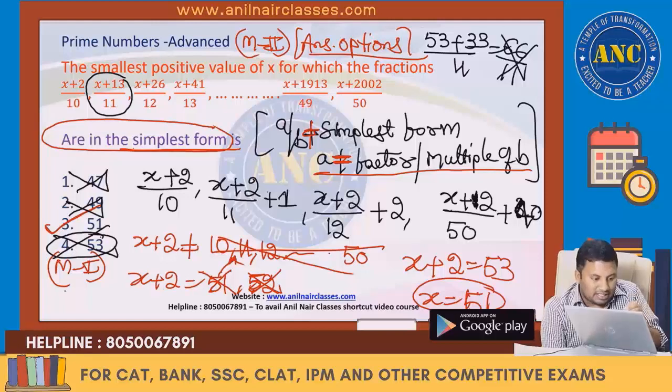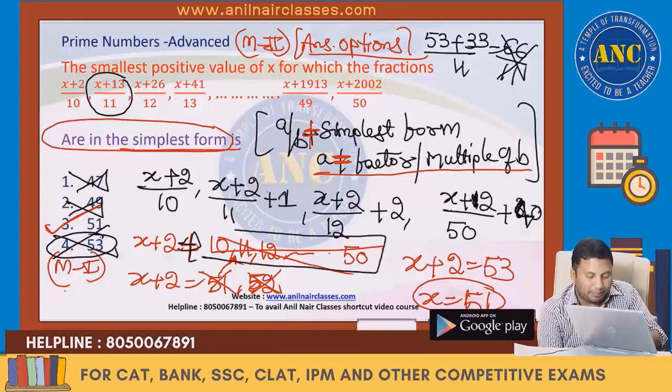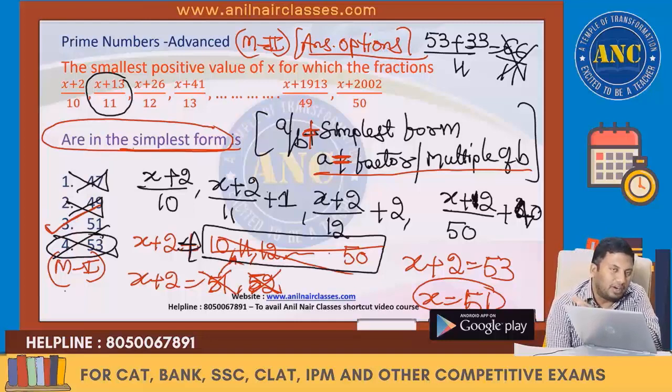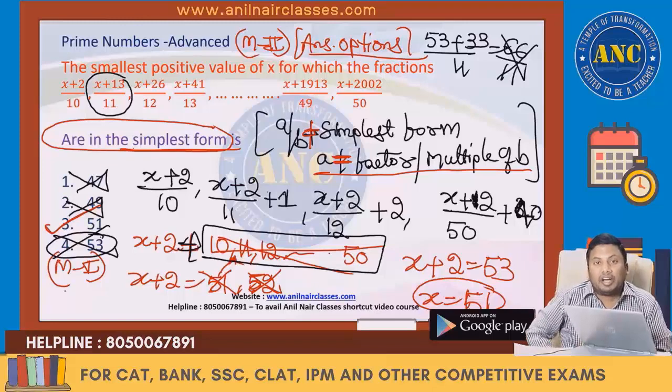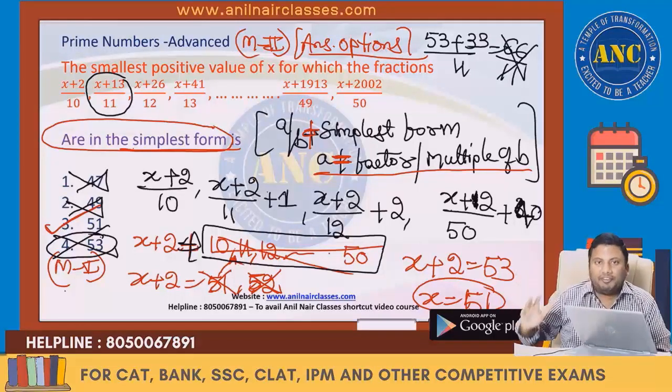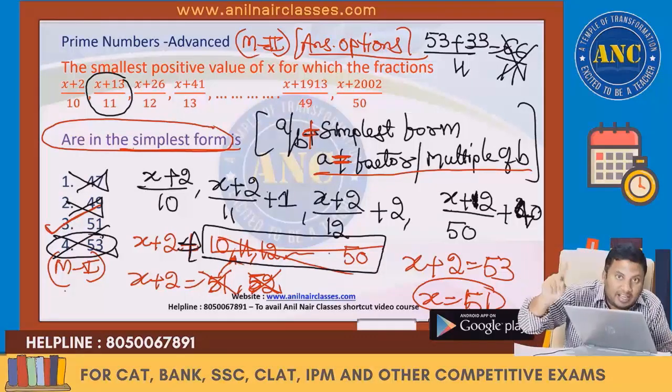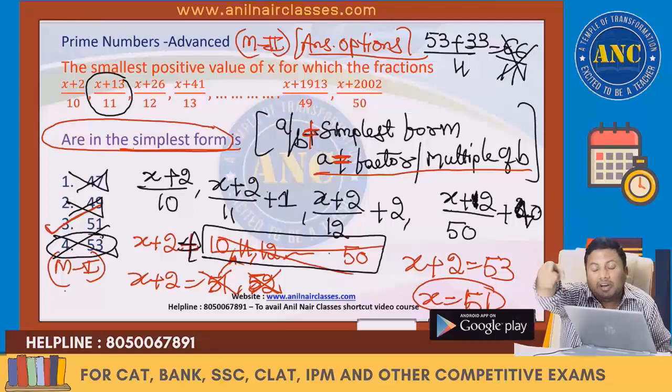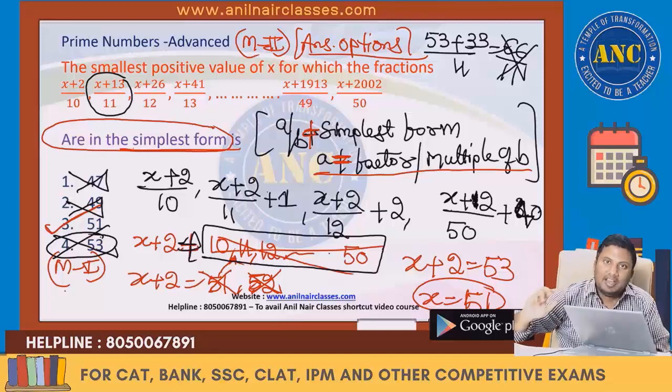For it to be in a simplest form, x plus 2 cannot take factors of 10, cannot take factors of 11, cannot take factors till 50. So 10, 11, 12 till 50 is out. It cannot take any factors of 10 to 50. That means go for the prime number greater than 50, because the next composite number is 51. 3 and 17 will come in the factor of 10 to 50. 52 will also come in the factor of 10 to 50.